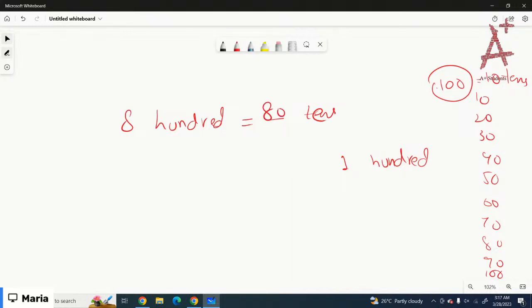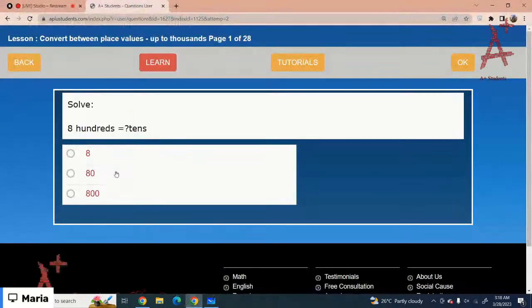80 tens. No, no, 80, 80. Like for each 100. For 100, you have 10. For 200, again 10 tens. For 300, again 10. So for 800, you have 8 times 10. And when you add them, they make 80. In 100, you have 10 tens. So in 800, you have 80 tens. Got it? So it would be 80 tens.